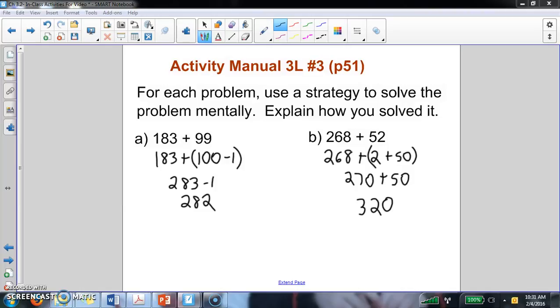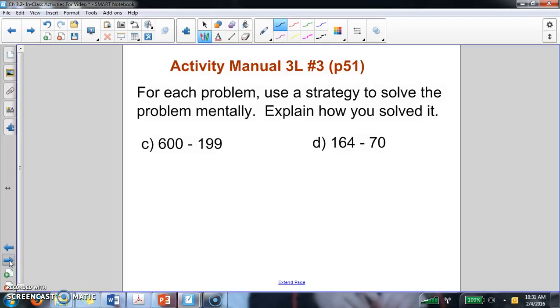And there's other ways you could have done it. You could also split 268 up to 250 plus 18 plus 2 plus 50. And then you've got the 250 plus 50 to get you to 300. 18 plus 2 is 20, so 320. Again, different ways, trying to make the numbers maybe a little bit easier to deal with.